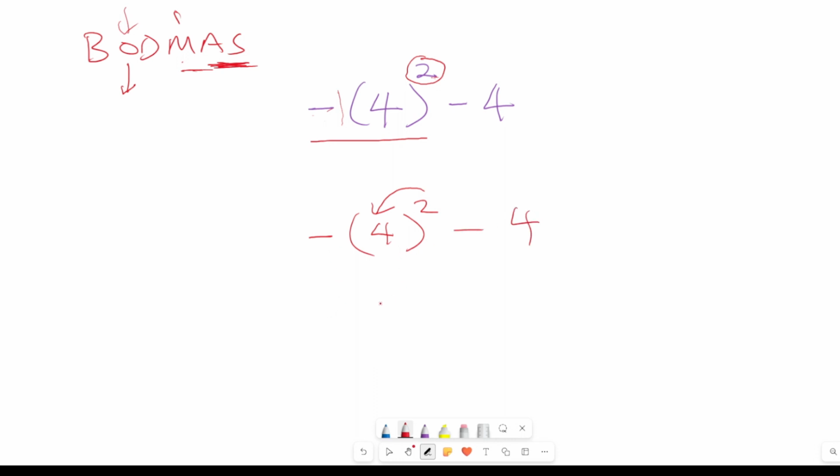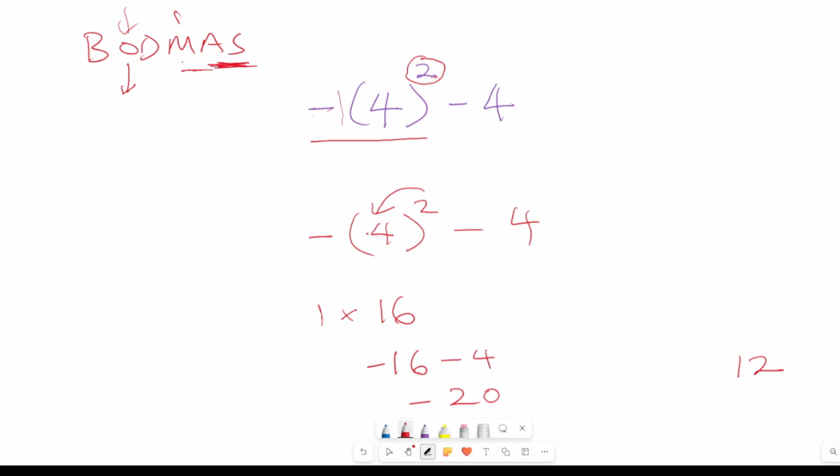So first we have our 16. We have 4 squared is 16. Before we come and do the multiplication operation by this negative 1 to make it minus 16, and then we continue with the minus 4 and we get minus 20. So those of you who said the correct answer to this problem is minus 20, you are right. And let's explain why the team that said 12 is correct are not quite right.